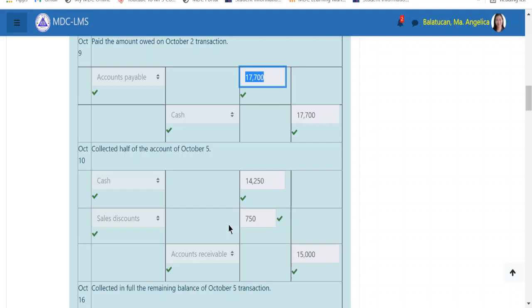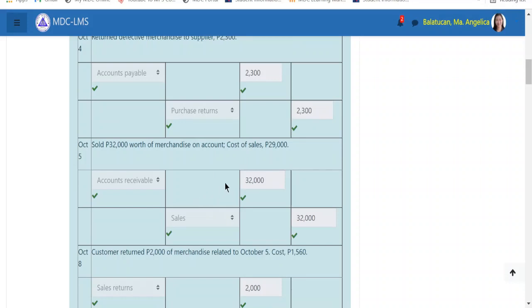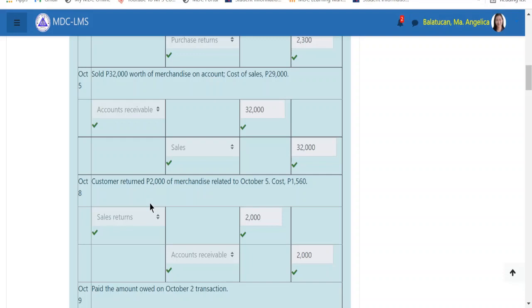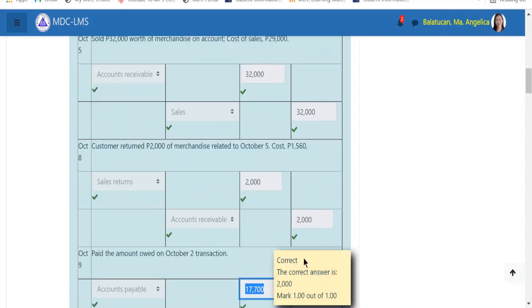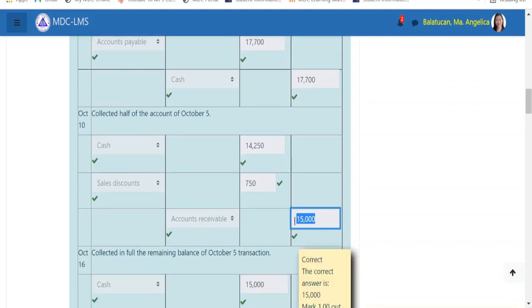Next, collected half of the account of October 5. Let's go back to October 5. We have sales of 32,000. But remember, in October 8, our customer returned goods worth 2,000. So therefore, our receivable is no longer 32,000, but 32,000 minus 2,000. So that would be 30,000. So how much would be accounts receivable left? That would only be 15,000, half of 30,000. Why is it half, ma'am? Because according to the transaction, collected half of the account.